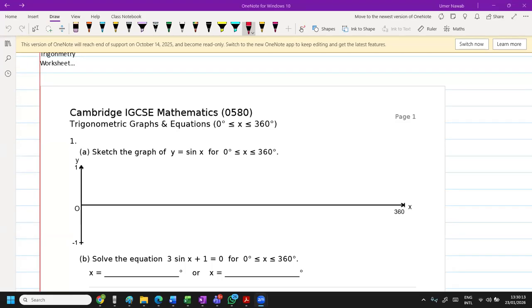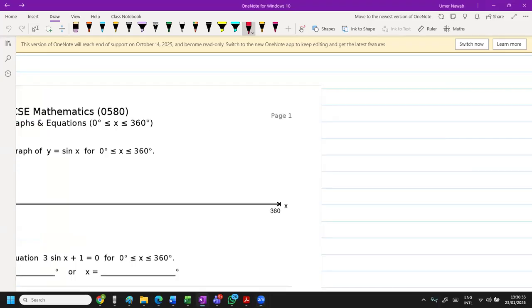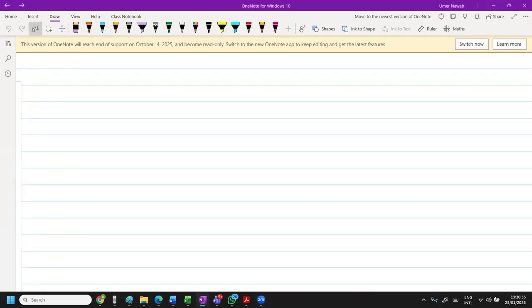Assalamu alaikum, students. As you know, we are doing trigonometry nowadays, and in trigonometry there is one topic, which is basically how to draw the trigonometric graphs and how to solve the trigonometric equations. So this concept I'm trying to explain to you guys.